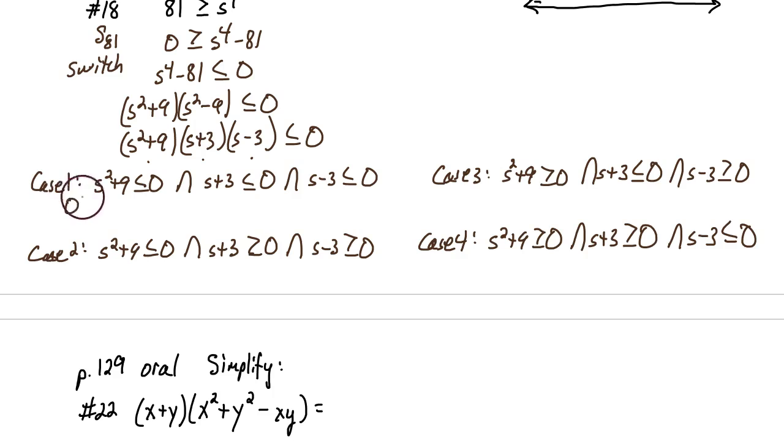Case number 1 is going to result in an empty set because of this first piece. We don't even need to look at these two. Case number 2 has that same situation, and so it's an empty set.